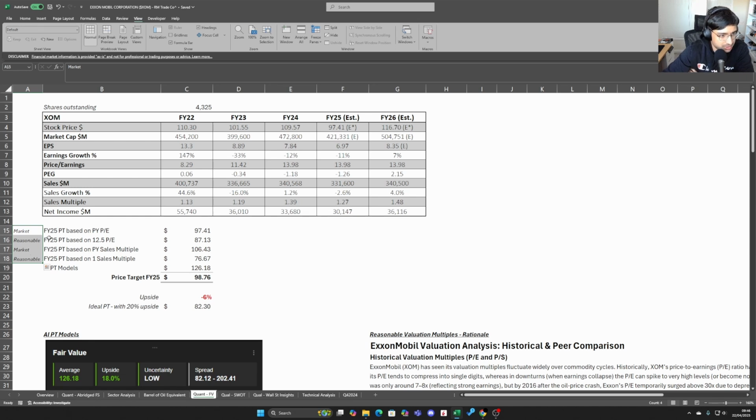So what I usually like to do is two things. I like to value a company based on its earnings and sales, obviously assuming the company's profitable, which Exxon is. So here are the earnings valuations, and then here are the valuations of the company based on its sales. And then I like to break that down further. Basically, I like to have a valuation based on what the market is perceiving.